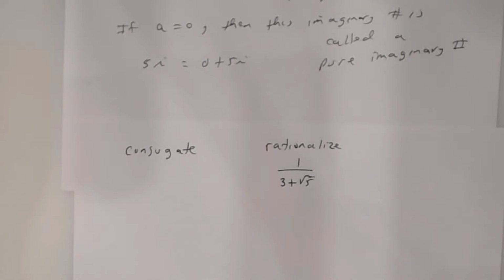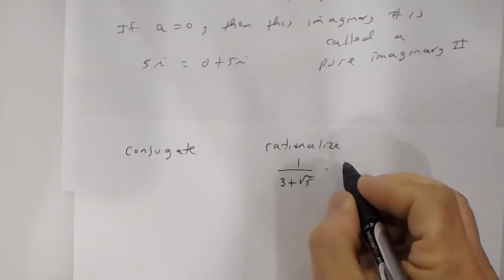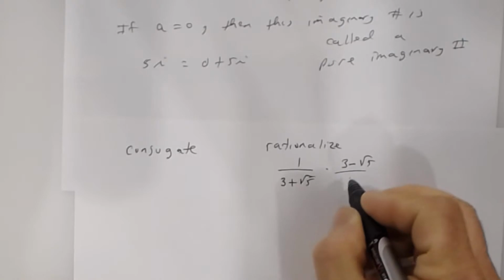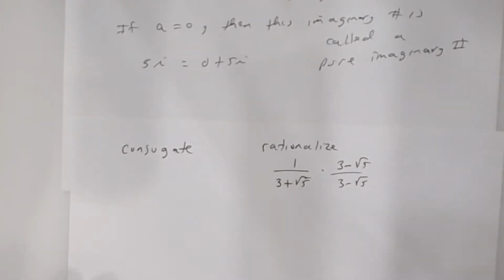The conjugate of the what? The denominator. And what's the conjugate of that denominator? 3 minus the square root of 5. So what you did was you multiplied the numerator and the denominator by the conjugate, and the conjugate of the denominator is 3 minus the square root of 5. Okay?